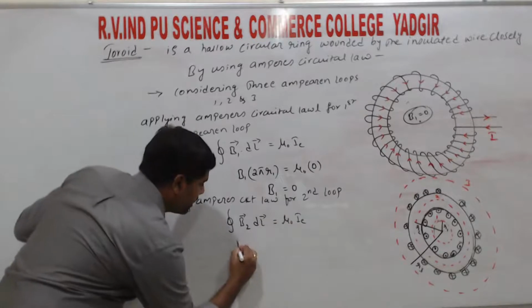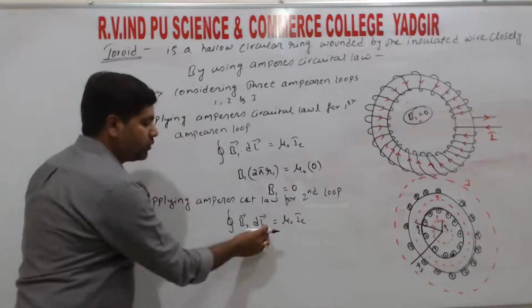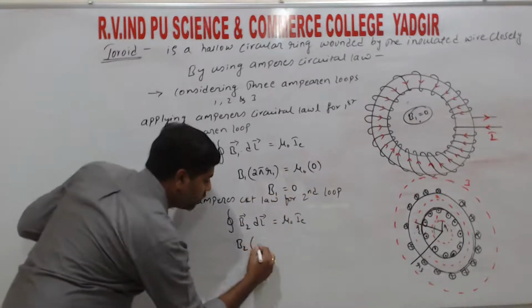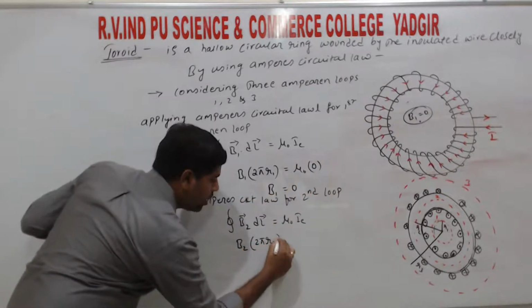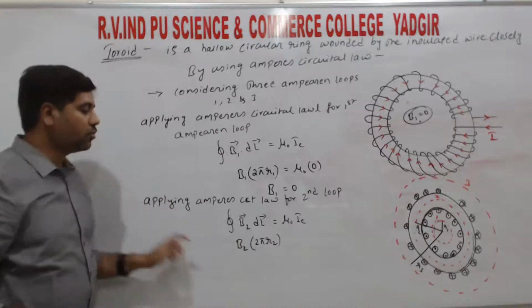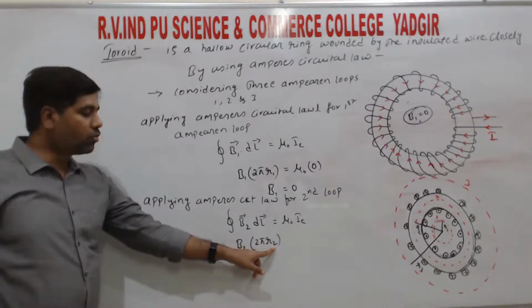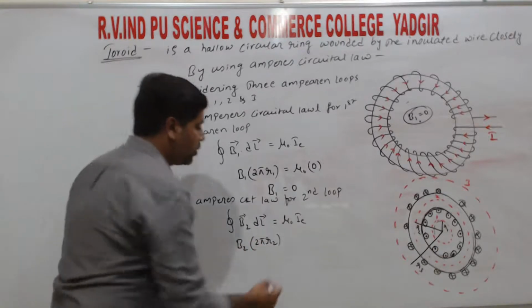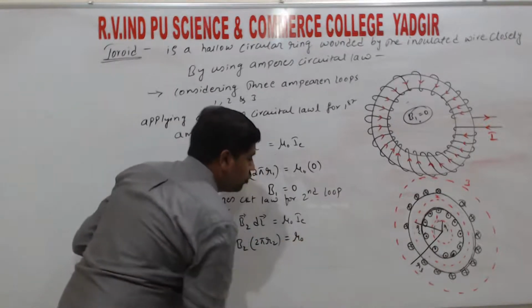So here we have taken B2 outside. So the integration of dl is the circular path circumference. So we can write that as 2 pi r2, right? So what is the circular path radius? It is r2. So what can we get for the integration of dl? We can get 2 pi r2, right? So that is equal to mu naught.